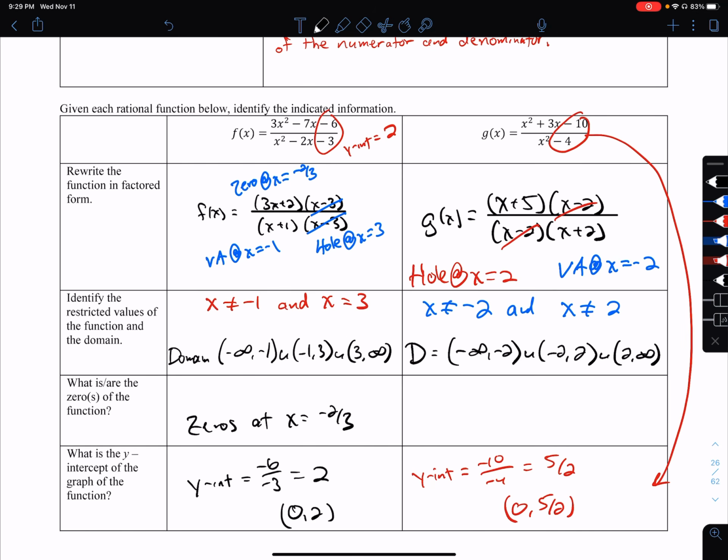What are the zeros of the function? Well, the 0 comes from the non-canceling factor in the numerator. So the 0 here is going to be at x equals -5.